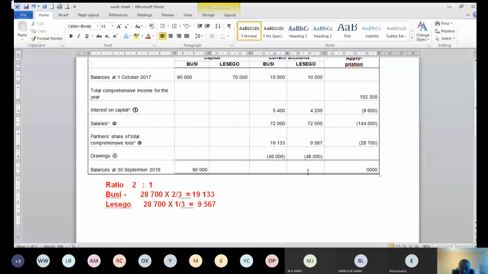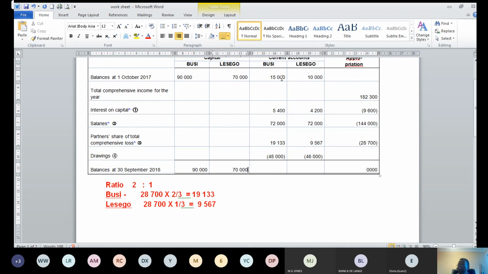Right, so I think you perhaps didn't see the drawings there. All clear on the drawings? The 48,000 and the 46,000. So now we go to the balances at the end of the year. We just add up. Busi is 90. Lesego is the amount of 70,000 Rand there.